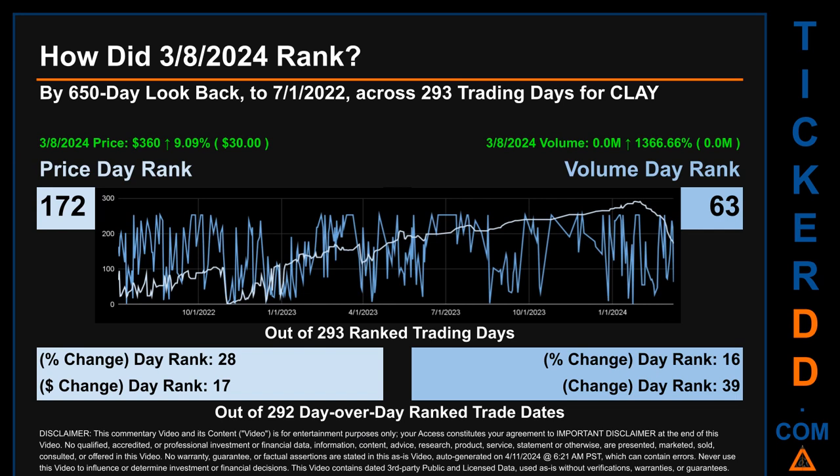The price's day-over-day percentage change, jumping 9.09% on the 8th of March 2024, had a day rank of 28 while its dollar difference of $30 had a rank of 17 when compared day over day across 292 trading days. Volume's percentage change and difference were ranked respectively at 16 and 39.